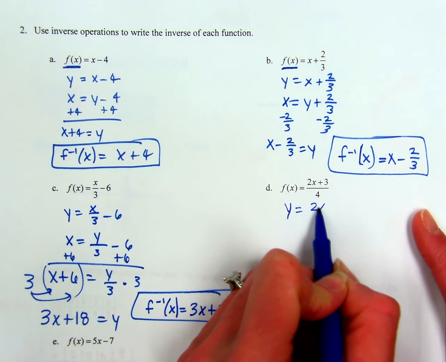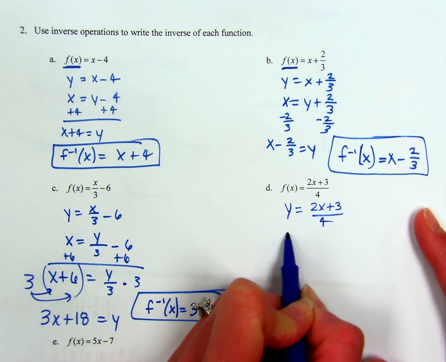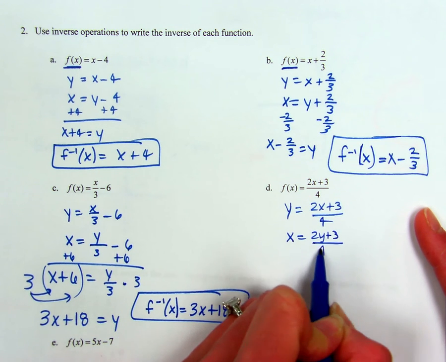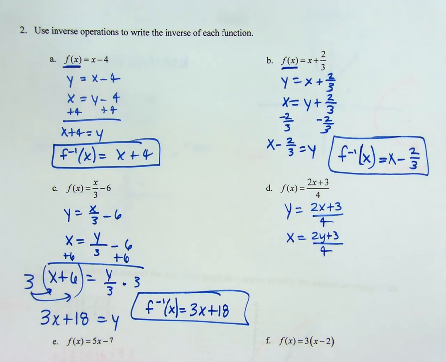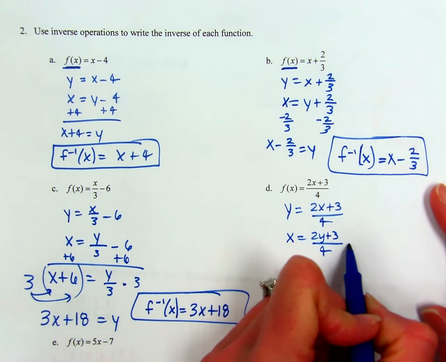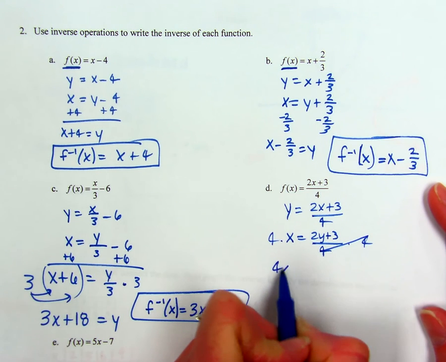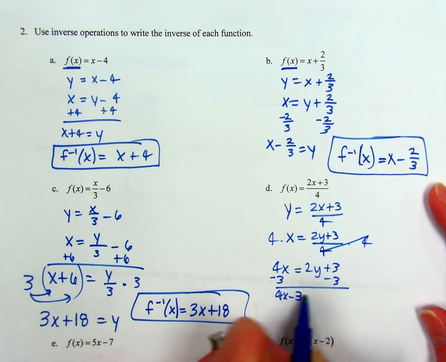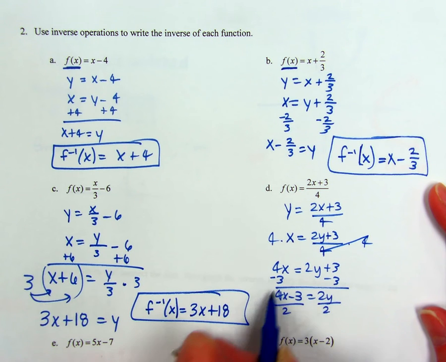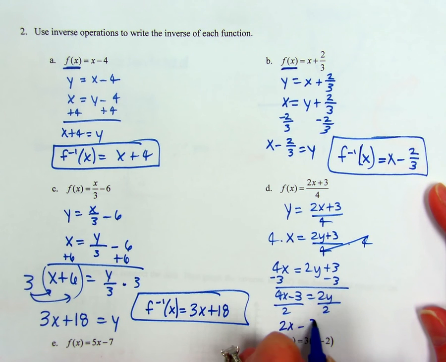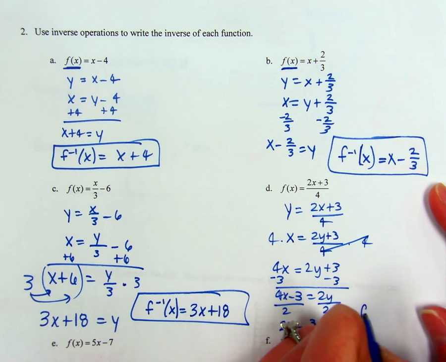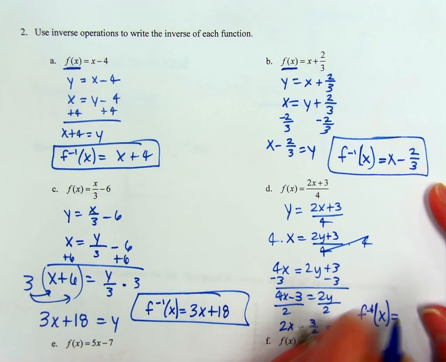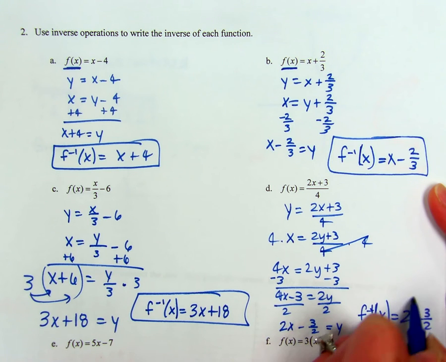All right, the next one is y equals 2x plus 3 over 4. So we got x equals 2y plus 3 over 4. Because you have 2y plus 3 in the numerator, we're going to get rid of the divide by 4 first. To undo a divide by 4, you have to multiply by 4. Now you have 4x equals 2y plus 3. Now you can subtract 3. 4x minus 3 equals 2y, and then divide by 2. Now I'm going to divide each part by 2. So we have 2x minus 3 over 2. So you have inverse of f of x equals 2x minus 3 over 2.